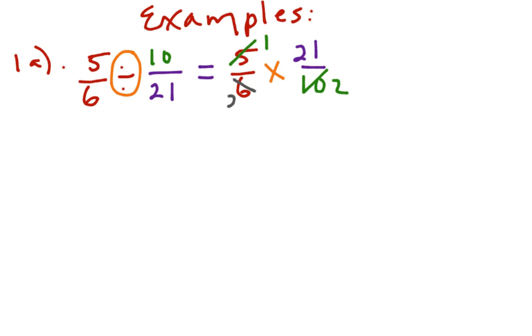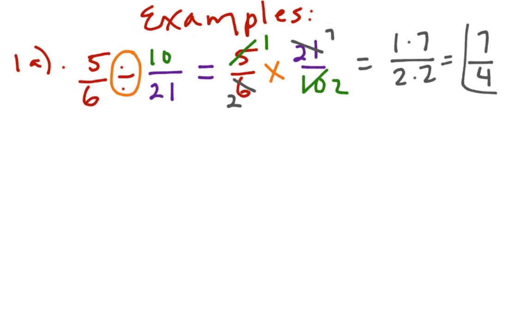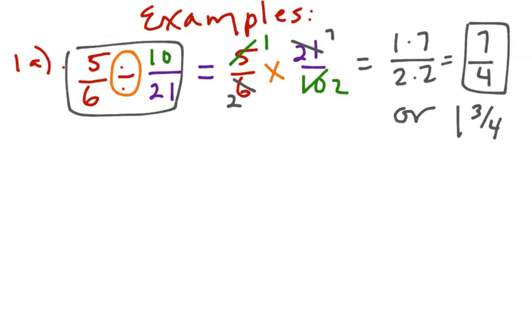Factoring out a 3 from 6 gives me 2. Factoring out a 3 from 21 gives me 7. So now I have 1 times 7 divided by 2 times 2, which is 7/4. And 7/4 I can also write as a mixed number, which is 1 3/4. So that is a bigger number, a whole number bigger than either one of my original fractions, which we talked about at the beginning. You end up with a bigger number, so I've got to check to see that that's reasonable.